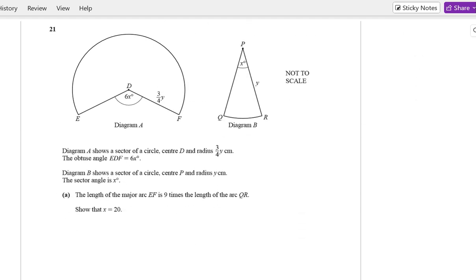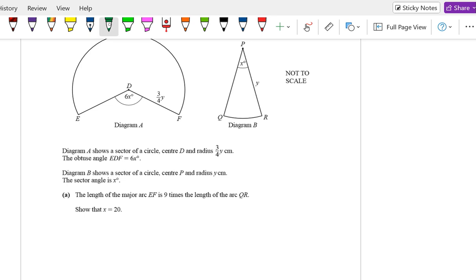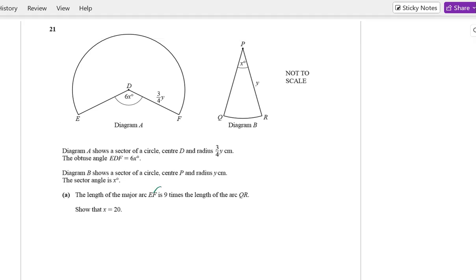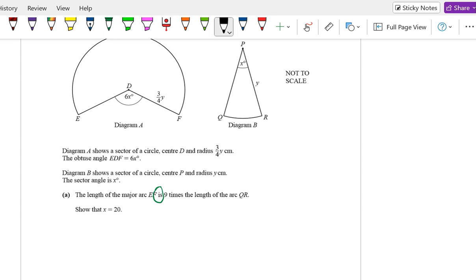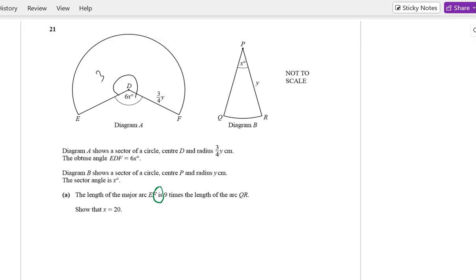The length of major arc is 9 times. The word "is" in the word problem is actually your equal sign. So let's see. Major arc, if this is 6x, this would be 360 minus 6x.